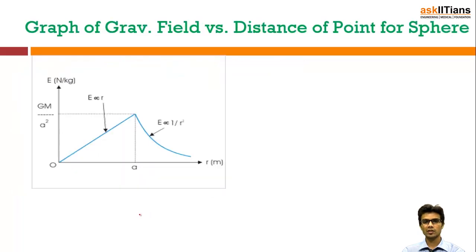Graph of the gravitational field versus distance of the point for a sphere. For a sphere, E versus r. For the inside point, E is directly proportional to r. For the outside point, E is directly proportional to 1 by r square. So it is a continuous graph.